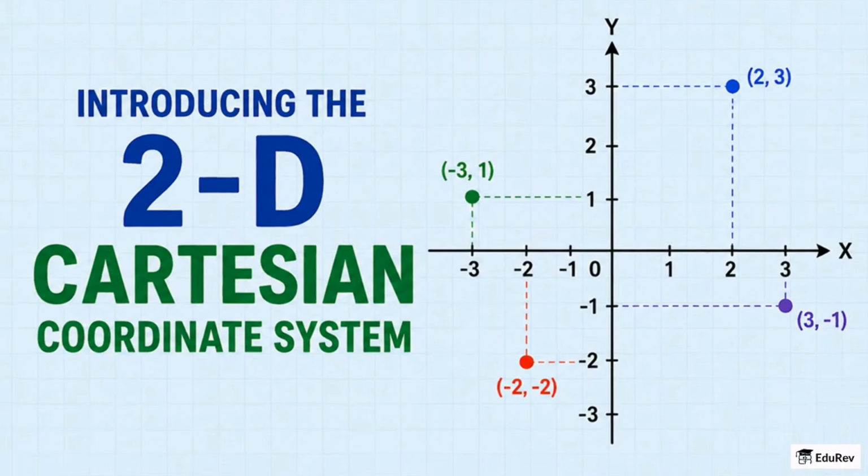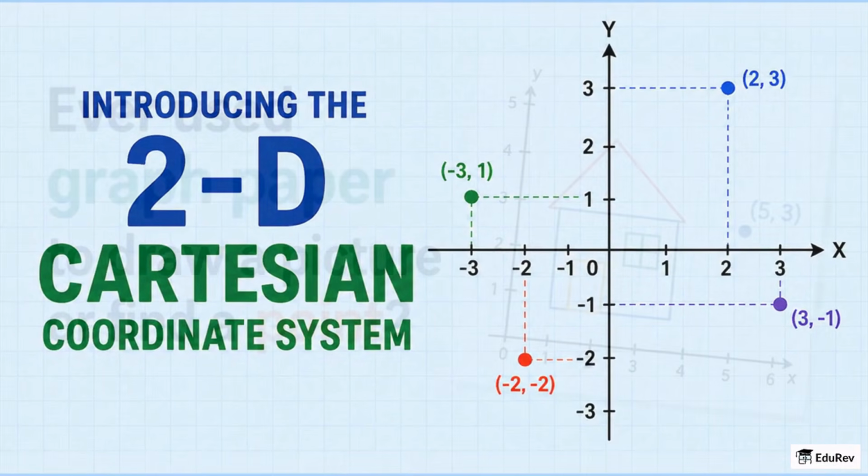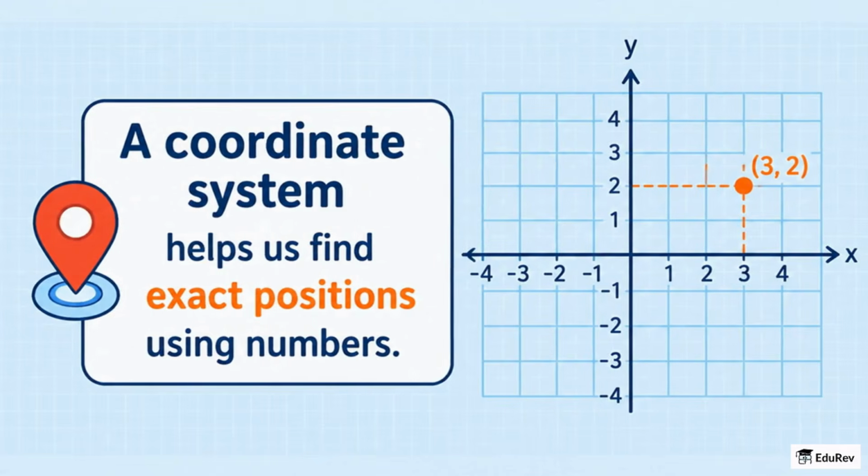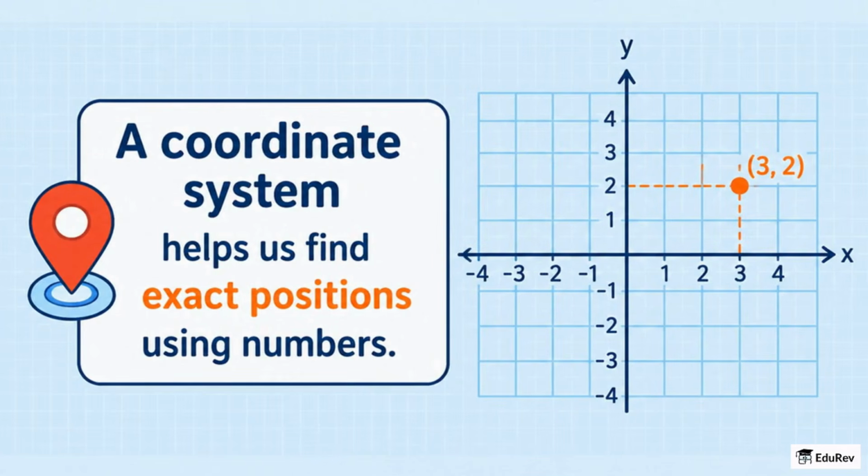Today we will learn about the 2D Cartesian coordinate system. Have you ever used graph paper to draw a picture or to find where a point is? A coordinate system is like those grid lines. It helps us find exact positions using numbers.